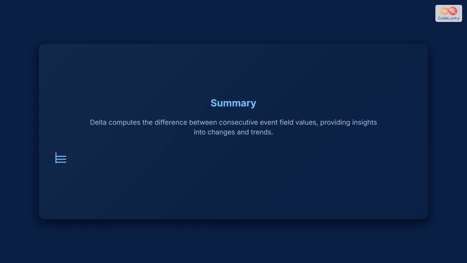Delta computes the difference between consecutive values of a field in event data. This lets you see changes and trends clearly, making it easier to analyze how values evolve over time in your datasets.